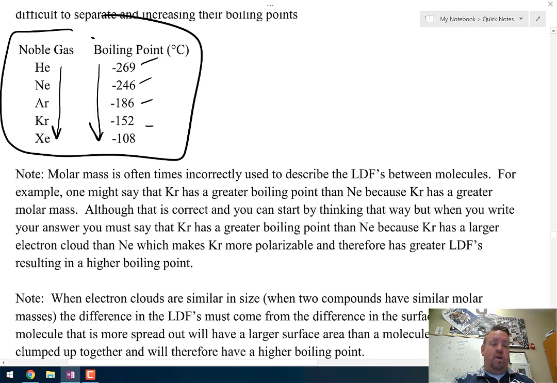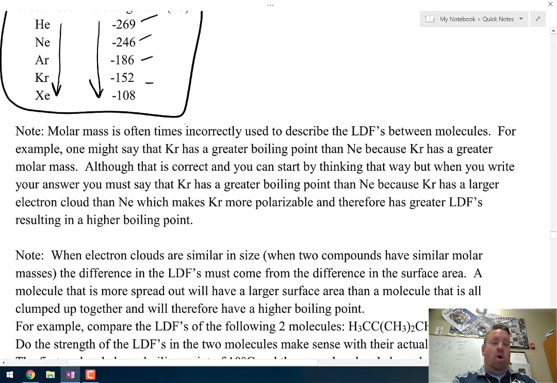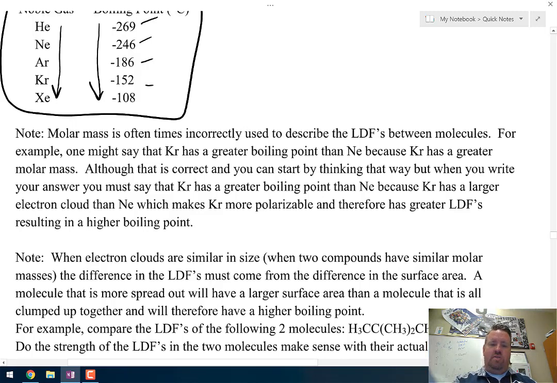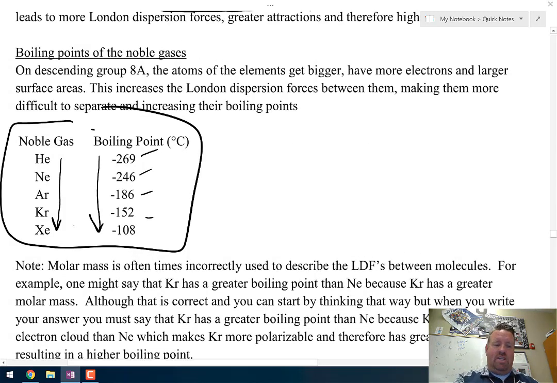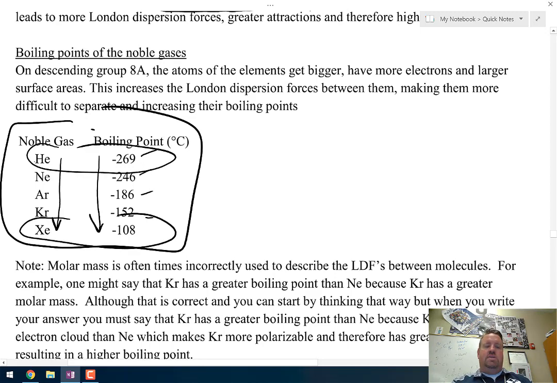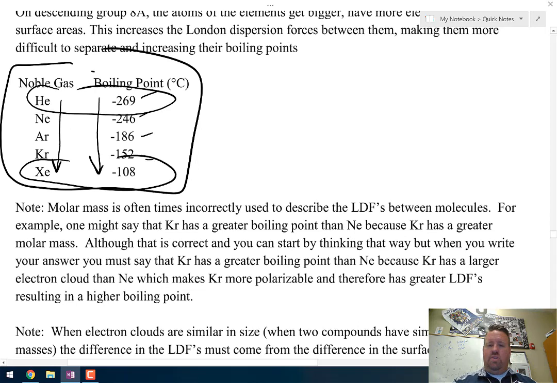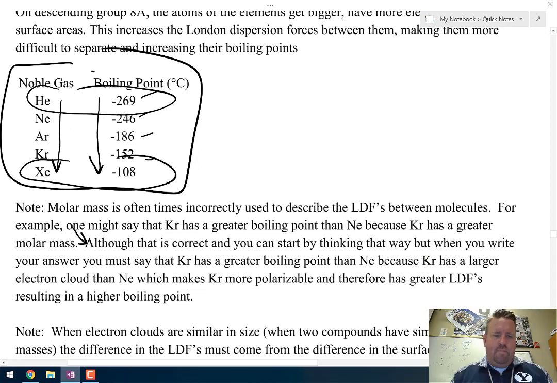Now here's a quick note. Here's a couple of them actually. Molar mass is oftentimes incorrectly used to describe London dispersion forces. For example, they might ask you on the test, why does xenon have a greater boiling point than helium? And people say, well, xenon's more polarizable because it has a greater molar mass than helium does. Which is not correct. So one might say that krypton has a greater boiling point than neon because krypton has a greater molar mass. So although that is correct, you can start by thinking that way.